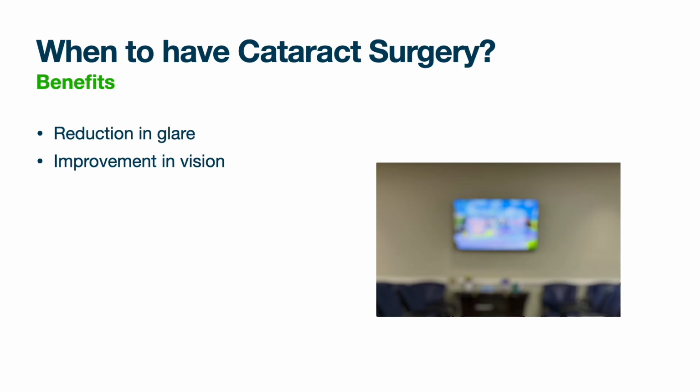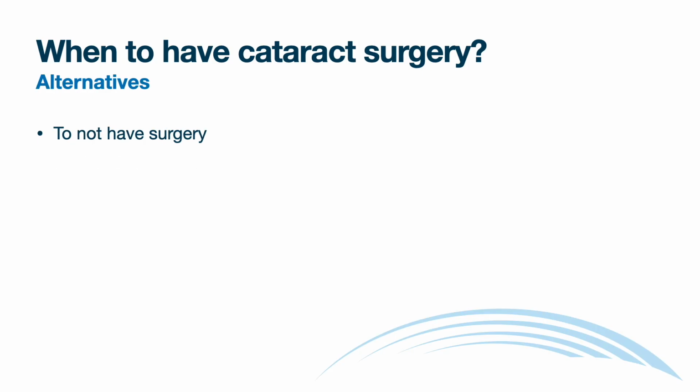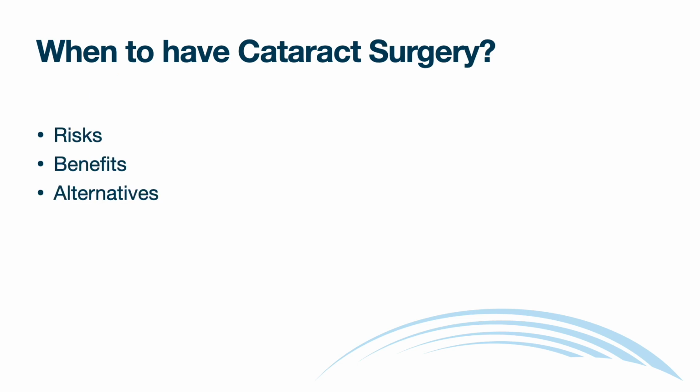This improvement in vision can occur by reducing glare, increasing sharpness of vision, or by improving colors. And naturally, the alternative of the surgery is to not have surgery. And sometimes this means that glasses may be able to help our vision in the interim until we are ready for cataract surgery. So if after considering the risks, benefits and alternatives of surgery, you do not feel that you are ready for cataract surgery, then you can stop watching this video at this point.